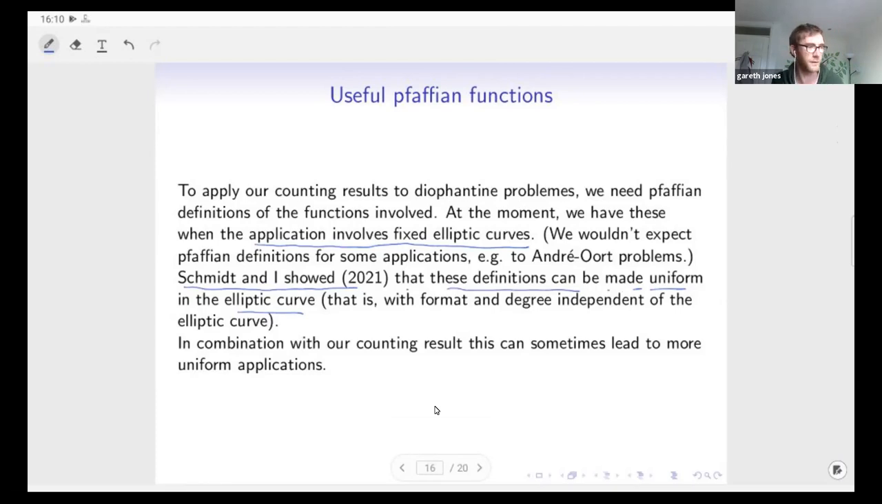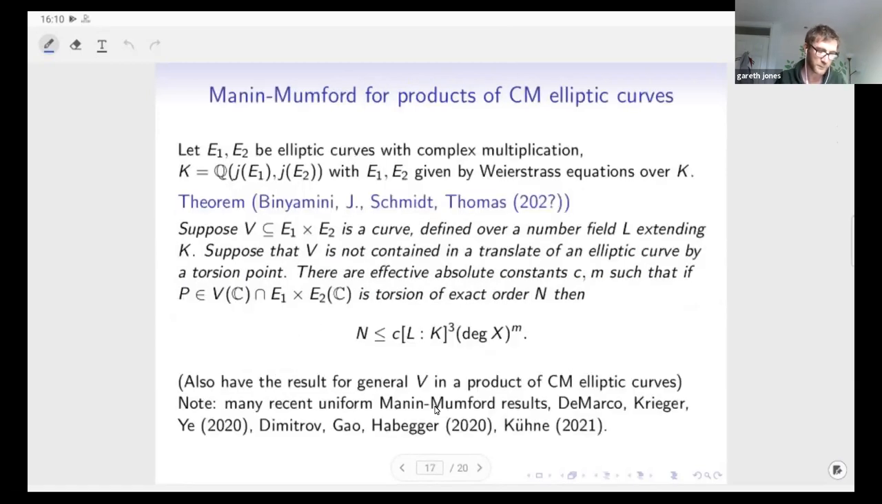So I'll finish the first half an hour with a few applications. First is a Manin-Mumford result. So I take two elliptic curves with complex multiplication, and I take the number field K I get by adding their j-invariants, and I assume that the elliptic curves are given by Weierstrass equations over that number field. So then I take a curve V in my product of elliptic curves, and I suppose my curve is defined over some L extending K.